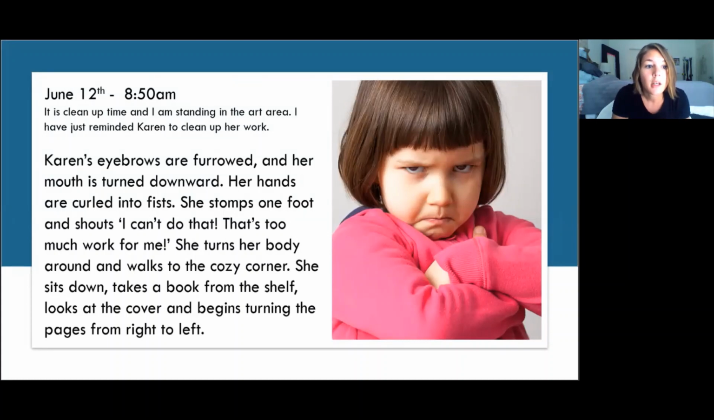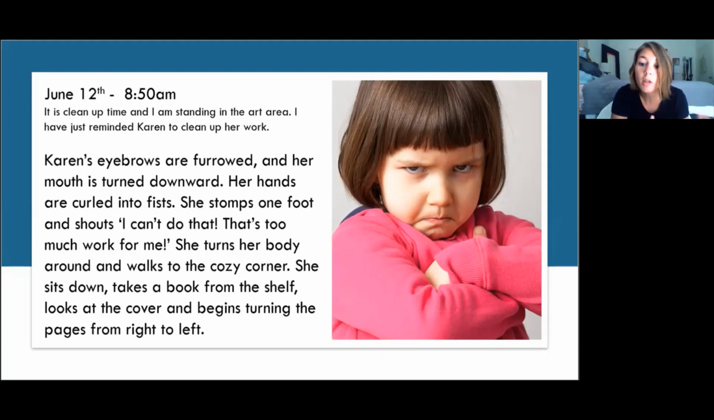Okay? Karen's eyebrows are furrowed and her mouth is turned downward. Her hands are curled into fists. She stomps one foot and shouts, I can't do that. That's too much work for me. She turns her body around and walks to the cozy corner. She sits down, takes a book from the shelf, looks at the cover, and begins turning the pages from left to right.